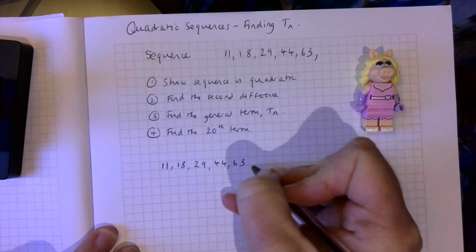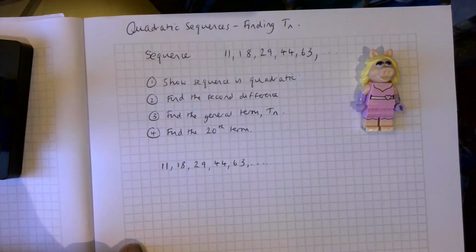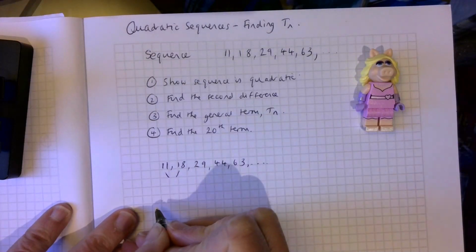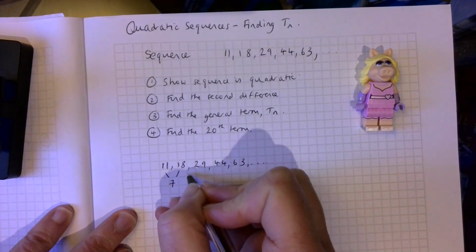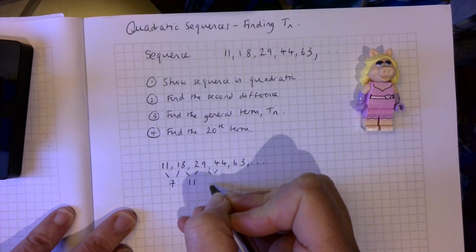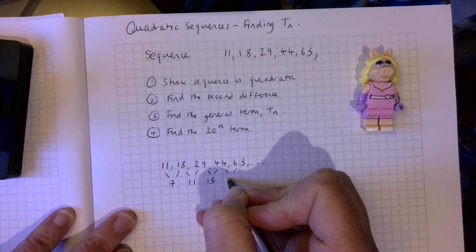Now, as you may know, the easiest way to decide what type of sequence it is, is to first of all see whether it's a linear sequence, which is sometimes called an arithmetic sequence, and we look for the difference. So how do we get from one term to the other? So 11 to 18, the gap is 7. 18 to 29, the gap is 11. 29 to 44, the gap is 15. 44 to 63, how do we do it? That's a gap of 19.